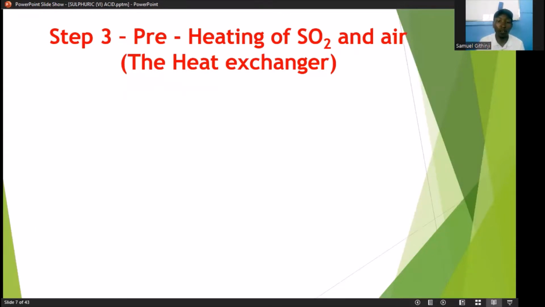Okay, we go on to step number 3, the preheating of sulfur (IV) oxide and air in the heat exchanger.